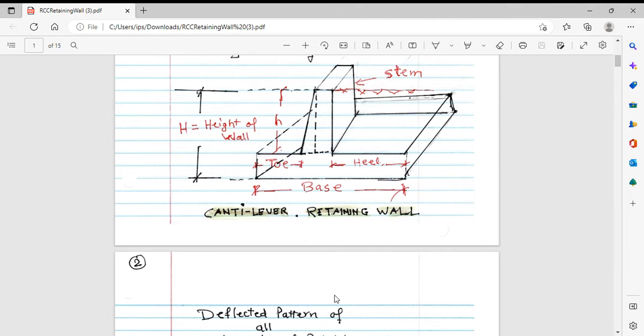Now, there are various components for the retaining wall. Generally, we bifurcate into three types of components. Number one, the base. Number two, the toe, heel, and the stem. Base is also bifurcated into two, that is toe and heel, and another is the stem that we also call a vertical wall. So now we can see this is the toe, this is the heel, this is the base, and this is what we call the stem.